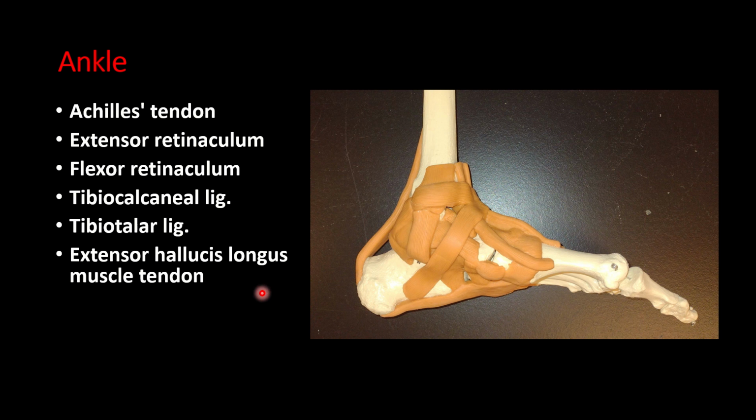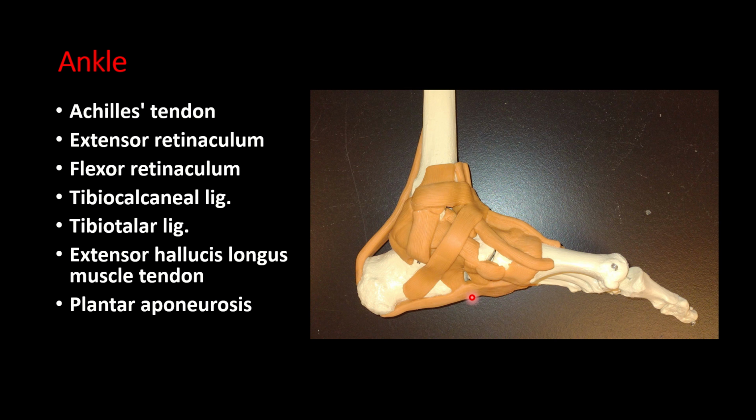Extensor hallucis longus. The extensor hallucis longus, hallux is the big toe. So it goes like this, and it should go like this, not here in the middle. And there is another muscle here, it's abductor muscle, abductor longus muscle of the big toe, or abductor hallucis muscle. It is going here, a little bit below. So this tendon, the way that they made it is in the middle, so it should have been a little bit higher.